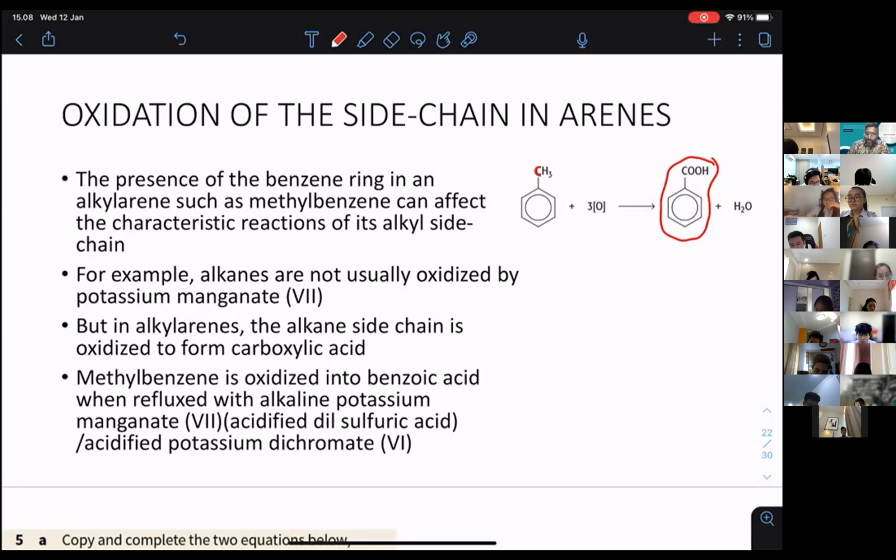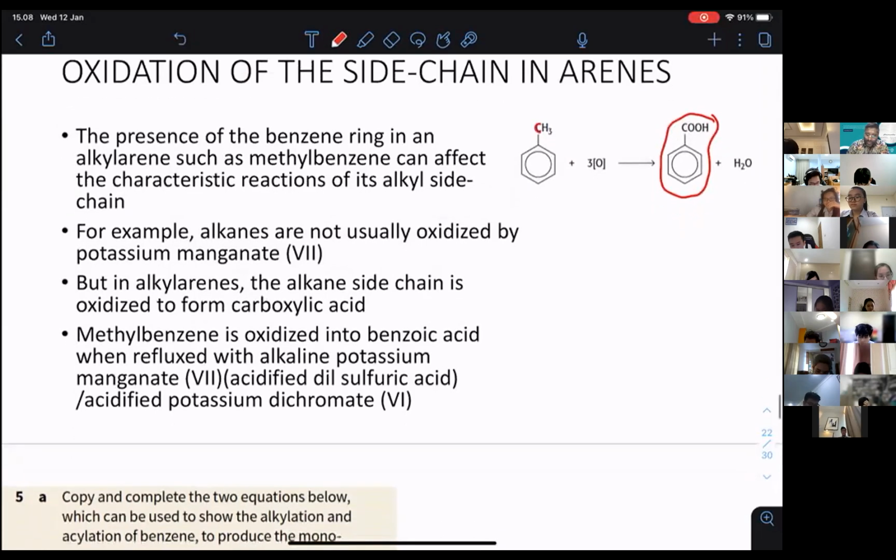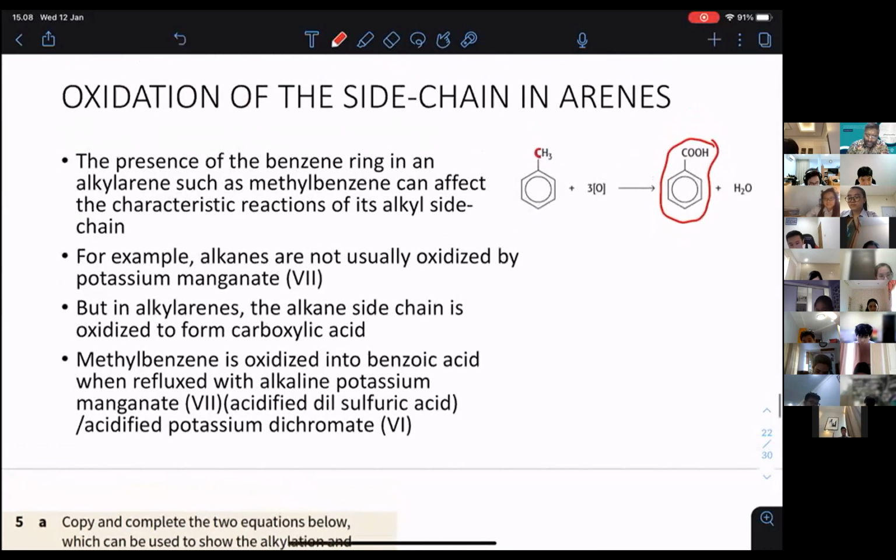So since you are there, they are going to be C double bond O, OH. If you want to memorize this, you also can. So basically you are going to have 3 hydrogen over there, 3 oxygen over there. If you want to memorize, it's up to you, but you just need to know.